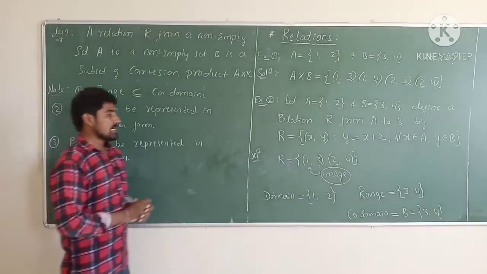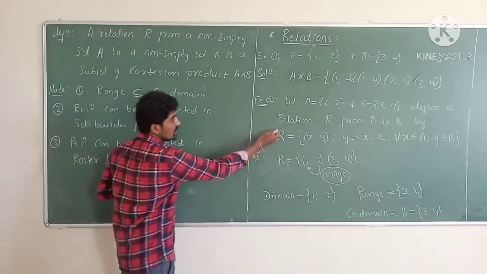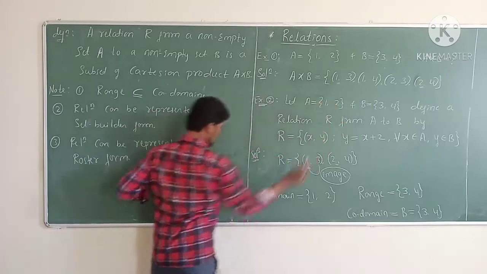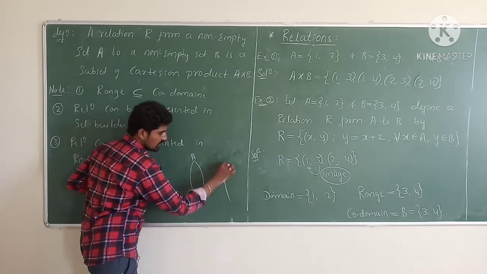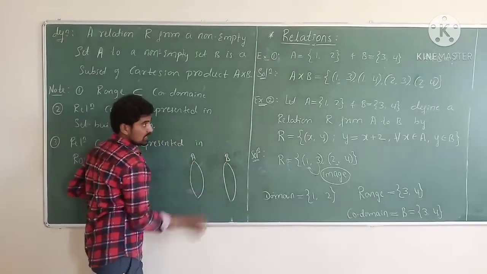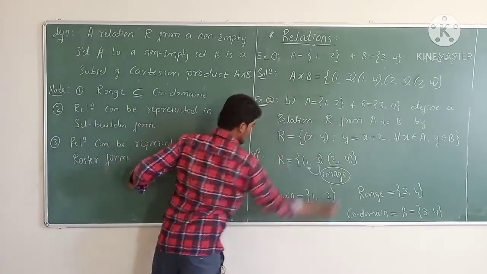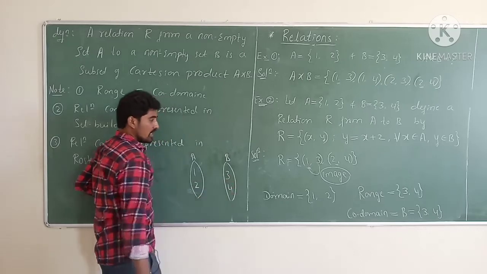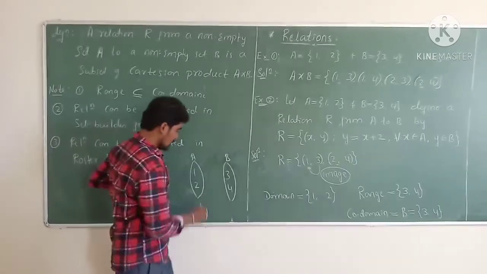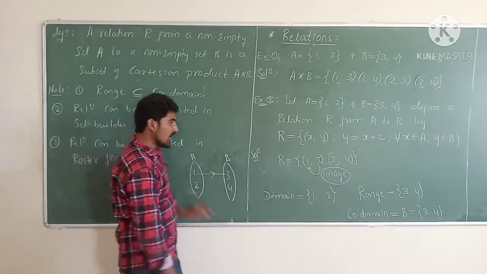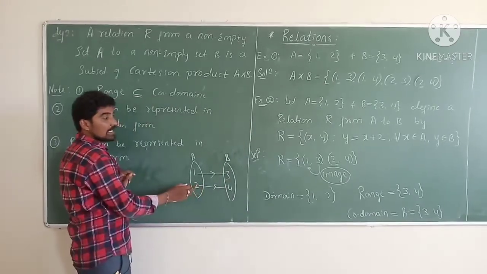And one more thing, this relation can also be expressed in the form of an arrow diagram. So let this relation R be defined from set A to set B. Let us consider that this is set A and this is set B. Set A has two elements, 1 and 2, and set B has two elements, 3 and 4. In the relation R, 1 is related with 3, and 2 is related with 4. This is an arrow diagram.